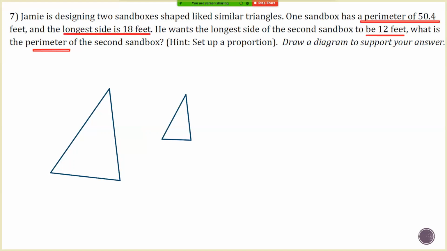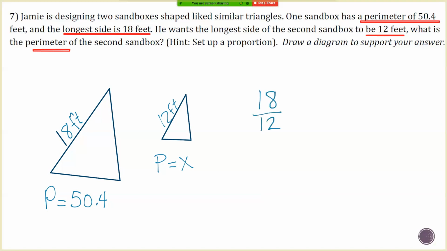So the first sandbox, the biggest one, had a side of 18 feet and a perimeter of 50.4. The second triangle had a longest side of 12 feet and the perimeter is unknown. I'm just going to say X. Really all you have to do is set up a proportion. So I'm going to do longest side of the big triangle is 18. Longest side of the little triangle is 12.